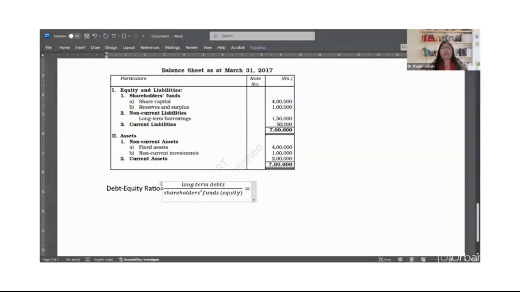So let us do the calculation. Long-term debts are 1,50,000, that is long-term borrowing. Shareholders' funds or equity is share capital 4 lakh plus reserves and surpluses 1 lakh, which makes it total 5 lakhs. So how much is the ratio? Let us calculate the ratio using these two numbers. And what do we find? 0.3 is to 1.